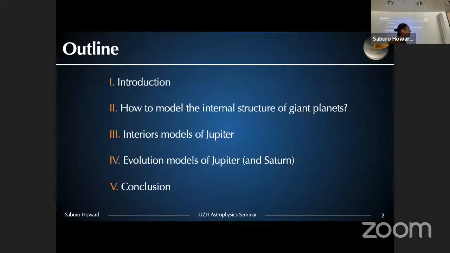So here is the outline of my presentation. I will start with an introduction, and then we'll see how to model the internal structure of giant planets. Then in the third part, I will present some results of interior models of Jupiter that are based on the Juno data. This is the work I've essentially been doing during my PhD. And in the fourth part, I will talk about another type of models, which are evolution models. We'll talk about Jupiter, but also Saturn. This is the work I've started to do since I joined Ravit's group.